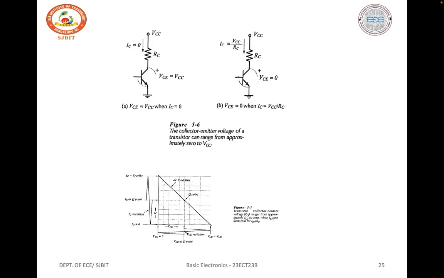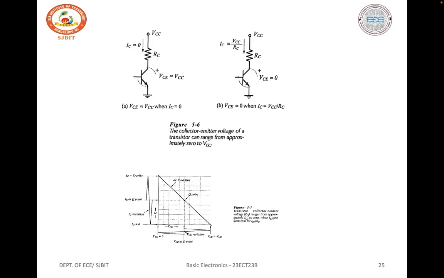The maximum possible transistor collector-emitter voltage swing for a circuit can be determined without using the transistor characteristics. It may be assumed that IC can be driven to 0 at one extreme and to VCC divided by RC at the other extreme. So this changes the collector-emitter voltage from VCE equal to VCC to VCE equal to 0. Thus, with the Q point at the center of the load line, the maximum possible collector voltage swing is seen to be approximately plus or minus VCC by 2.